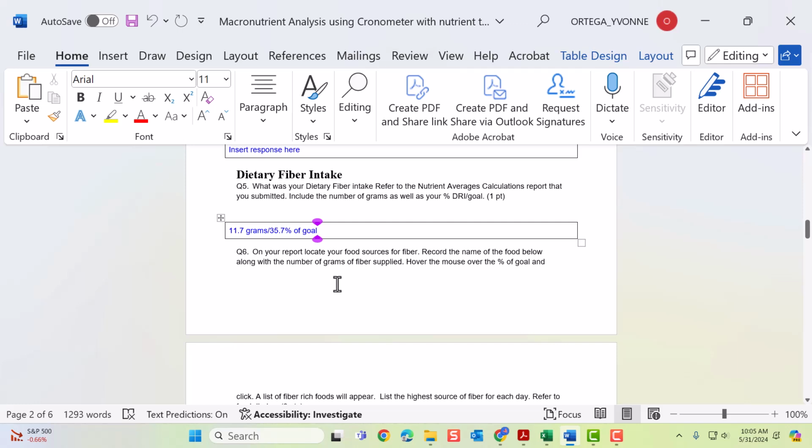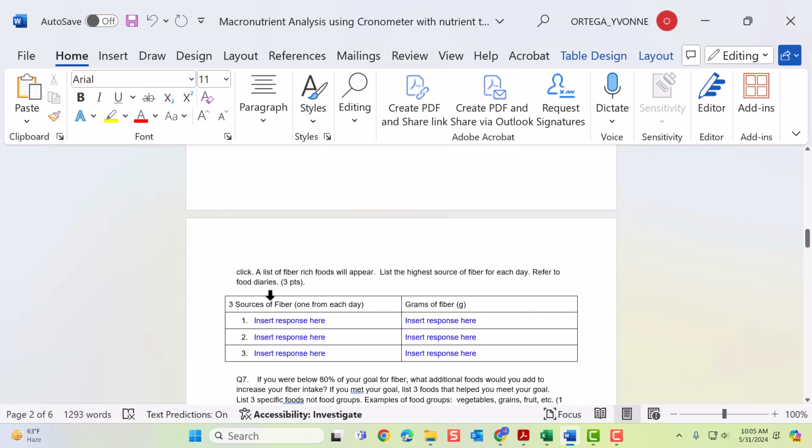Now, is 35.7% good? It's really low. That means, remember, we're looking for 100%, and I always say 80% or more is good. If you think about grades, 80% or higher is a B or an A. This is a low F, F for fiber. Okay, so not good.